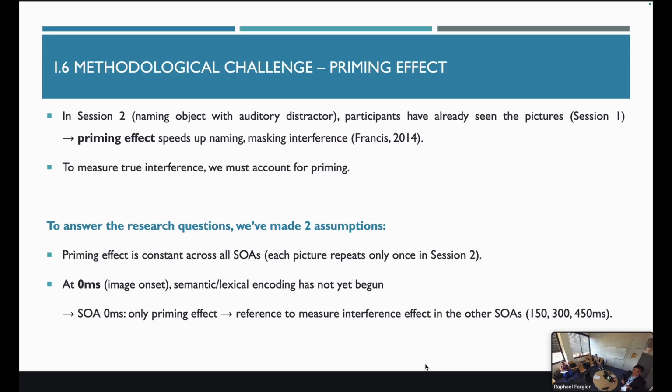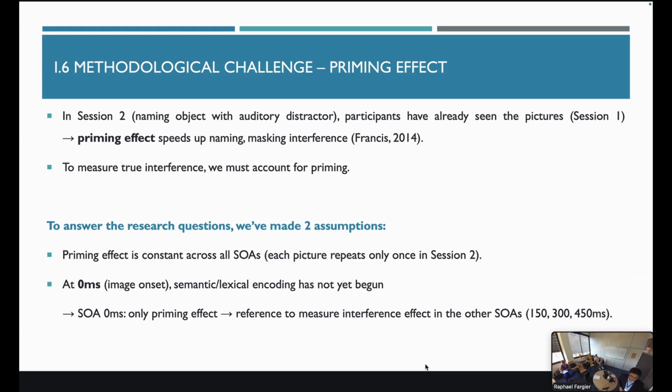So to answer this question, we have to make two assumptions about the priming effect. First, the priming effect is constant across all the SOAs, because each picture repeats only once in the session.